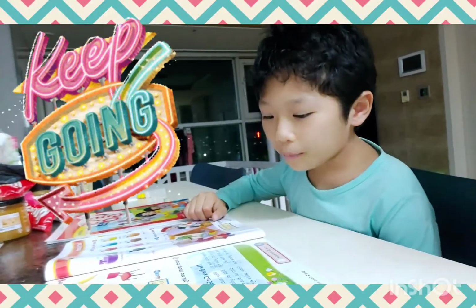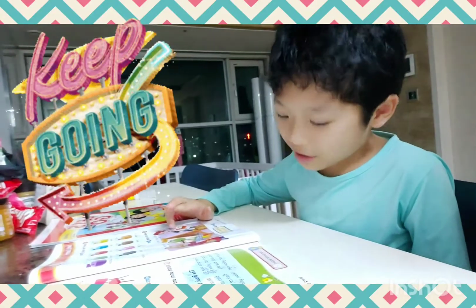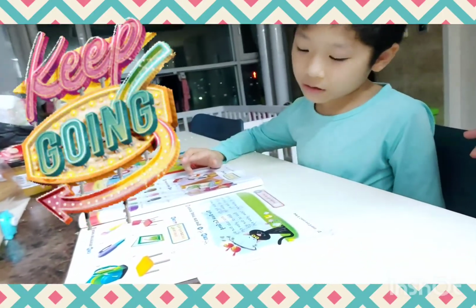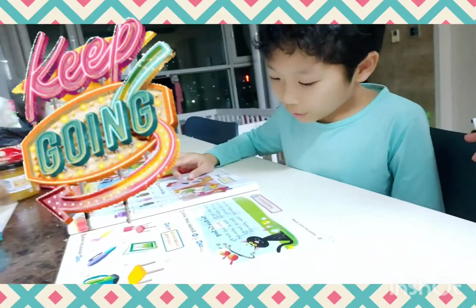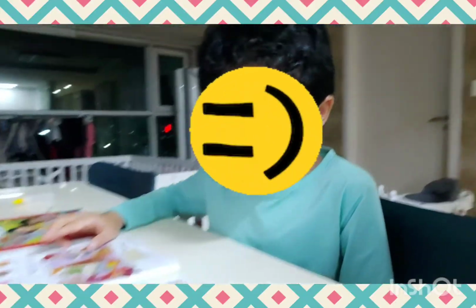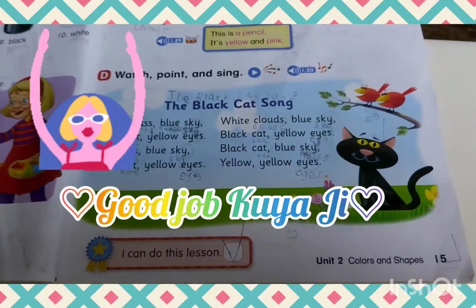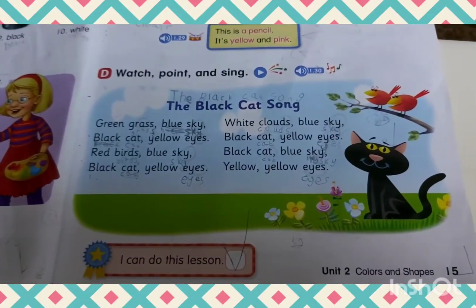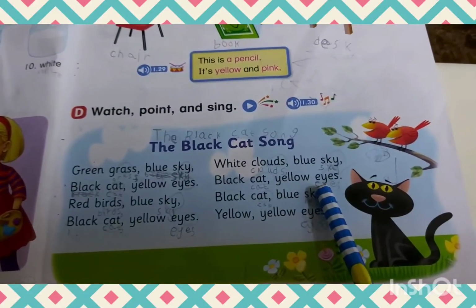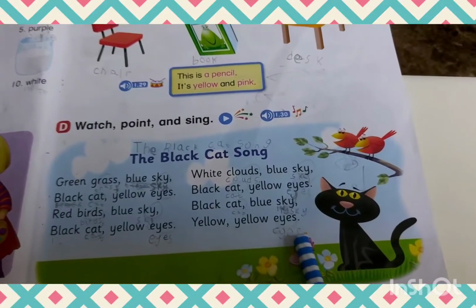The black cat song. Green grass, blue sky, black cat, yellow eyes, red fur, blue sky, black cat, yellow eyes, white clouds, blue sky, black cat, yellow eyes, black cat, blue sky, yellow eyes.